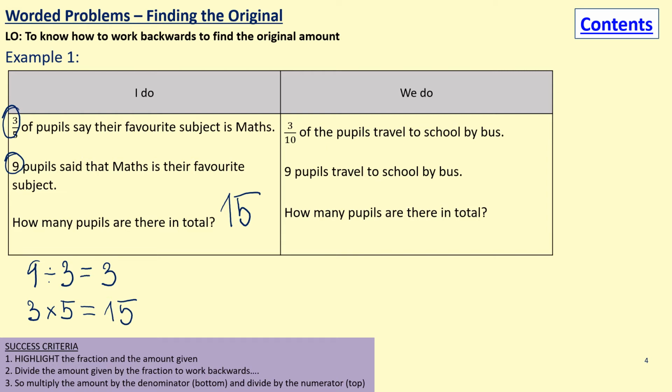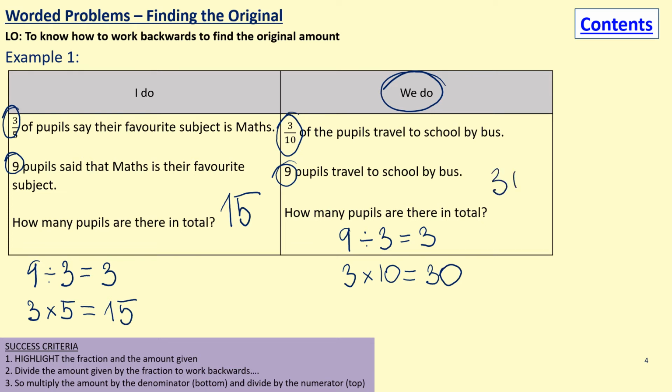Okay, so now pause this video and attempt the question. So, okay, you have the fraction and the amount, then take the amount, divide by the top, and then take what you've got and times by the bottom. So the answer is there are 30 students in total. If that's what you've got, well done. Let's attempt one more example.